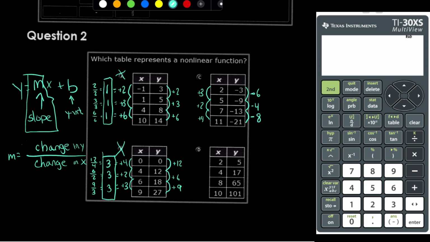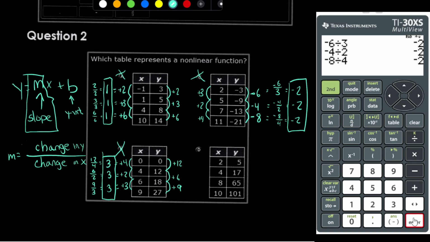So now we figure out our slopes. Here we go. Change in y, negative 6 over 3. You can even put this into your calculator. Negative 6 over 3 equals negative 2. Our next one, negative 4 over 2 is negative 2. And then finally, negative 8 over 4 is also negative 2. So all of our slopes here are negative 2. So C is incorrect. So at this point, we now know it's D.